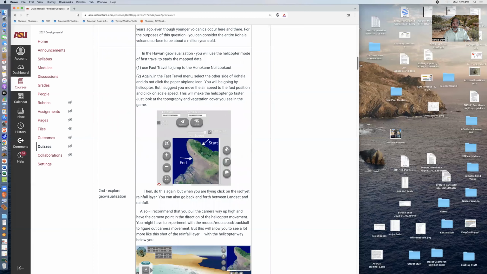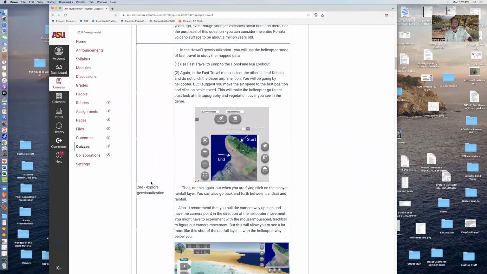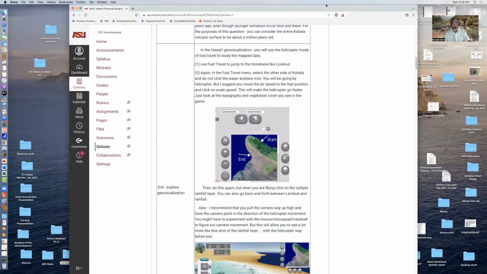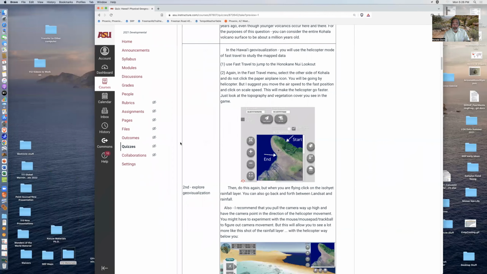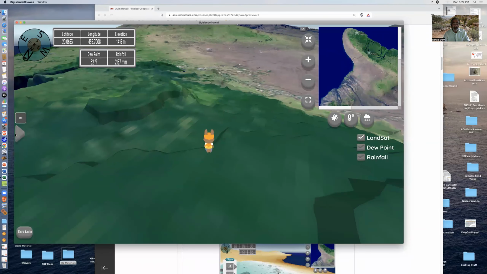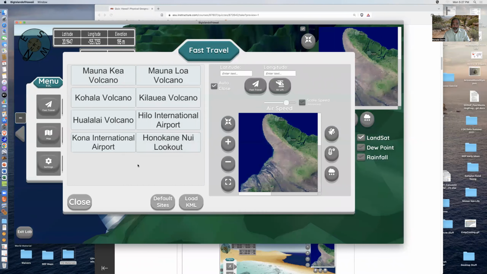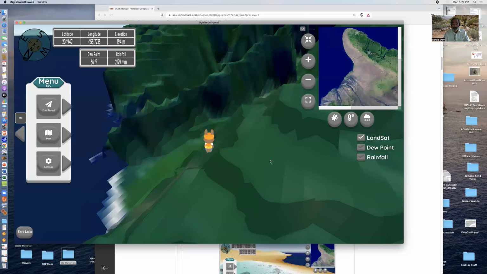And in the Hawaii geovisualization, so the second part of the lab, we want you to explore via helicopter. And so the idea is to do what I'm going to do here, which is to fast travel, go in the video game, go to fast travel to the Honoko Kaninui lookout. By clicking this box here, I fast travel to this lookout.